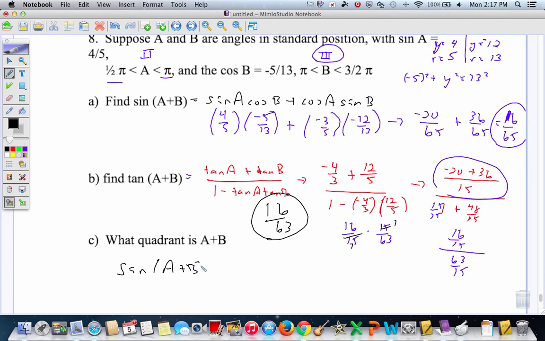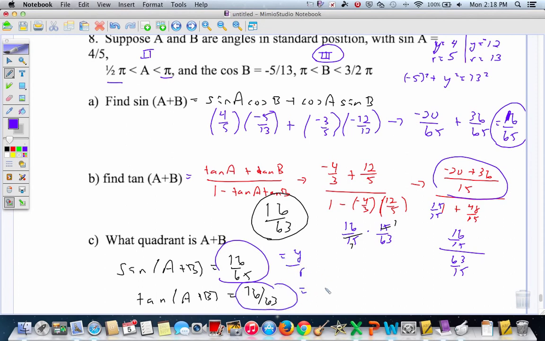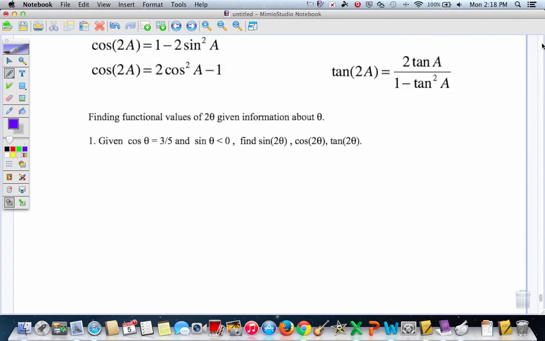Letter C says, what quadrant is a plus b in? Well, we said the sine of a plus b was 16/65. We said the tangent of a plus b was 16/63. Notice that both sine and tangent are positive, sine being y over r, tangent being y over x. Both of those functions are positive in quadrant number 1.